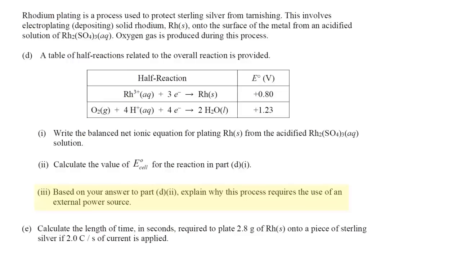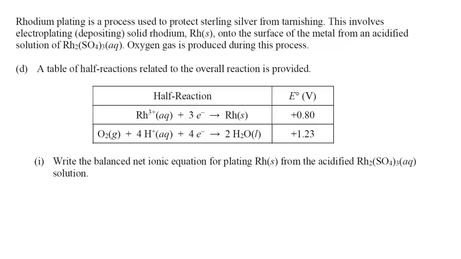power source. And then finally, in Part E of this question, which is very much related to topic 9.11, electrolysis and Faraday's law, we have to calculate the length of time in seconds required to plate 2.8 grams of solid rhodium onto a piece of sterling silver if a current of 2 amps, or 2 coulombs per second, is applied in this electroplating experiment. So again, all of the electrochemistry in this question is going to be in parts D and E. Now let's look at the details of Part D I.